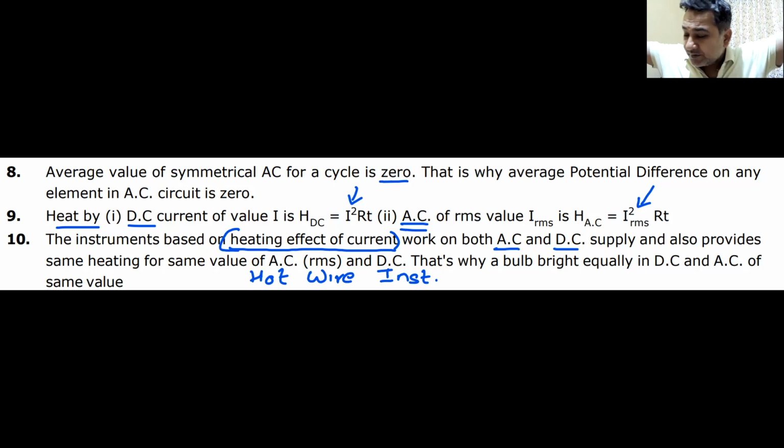Okay. Now this hot wire ammeter or voltmeter will measure the I squared RMS. You can take the root of that, and hence you will get the RMS value. Do you understand the entire premise now? Yes, sir. Shall I move on, sir? Yes, sir.